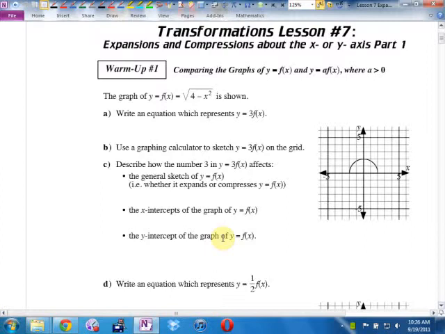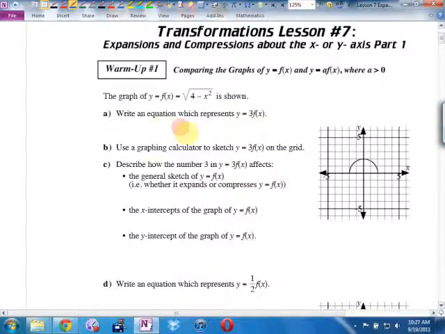So what we're going to ask ourselves today is, what if you put something in front of the x? Sorry, in front of the f of x, in front of the function. I'd like you to look at this graph here. Now, this graph here is a semicircle. It's a semicircle of radius what? It's a semicircle of radius 2. There it is. Part A says, write an equation which represents that there.